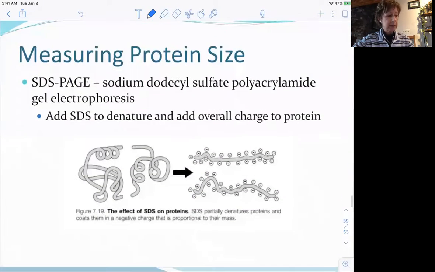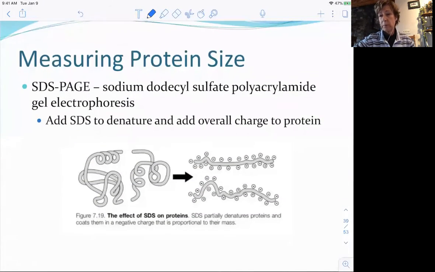To measure protein size, we use acrylamide gel electrophoresis. So we've talked about agarose electrophoresis, and we use that quite a bit already for DNA analysis. So this uses a different support. Instead of agarose, it's polyacrylamide. So it's sort of like a plasticky gel that has very small pores that molecules will separate in.